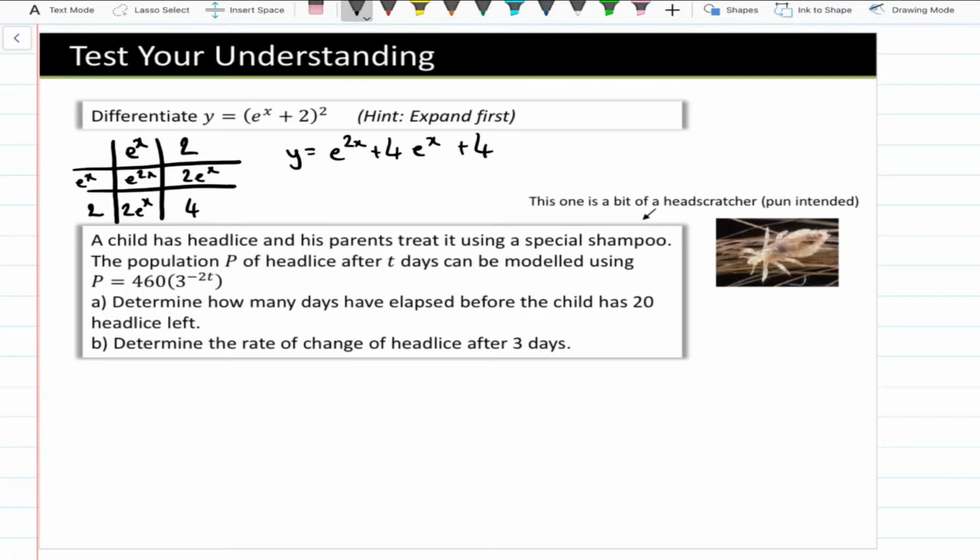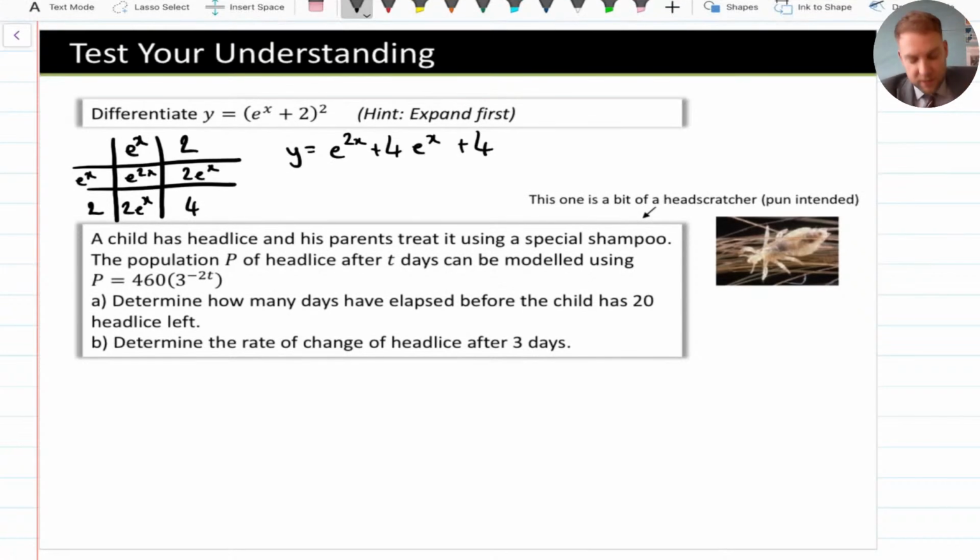Pop your hand up if you finish both of those. I'm going to start going through them so you can have a little check.